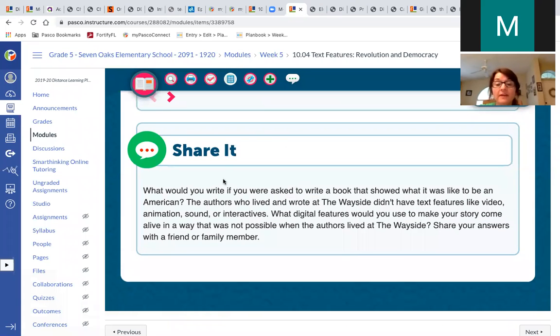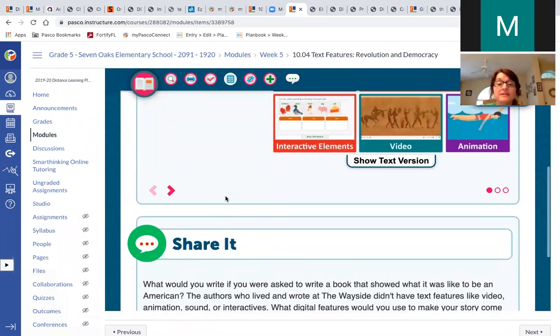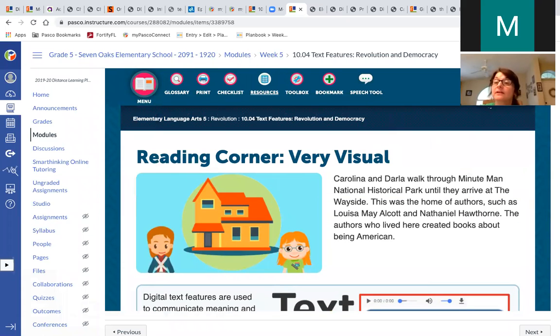The share it. Okay, this is an optional activity. If this is something that you want to do, just read through it. But again, that's one of those optional activities.